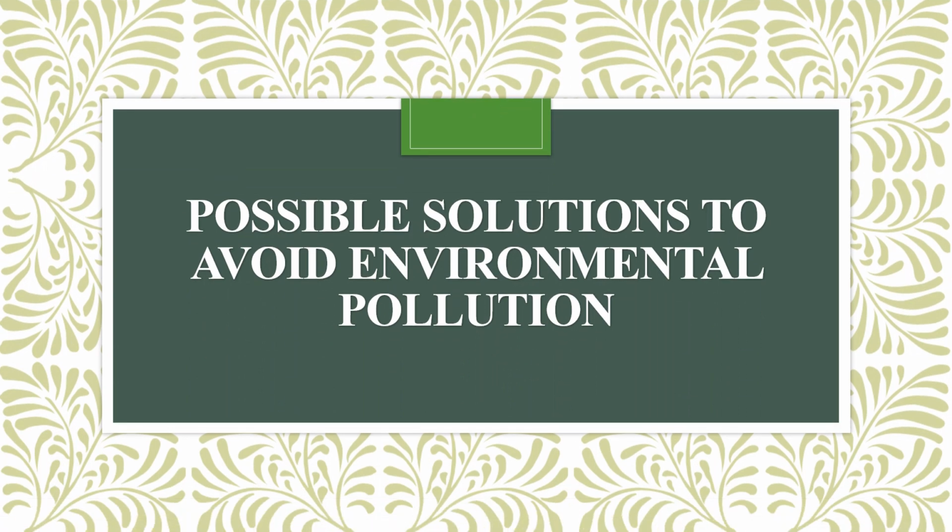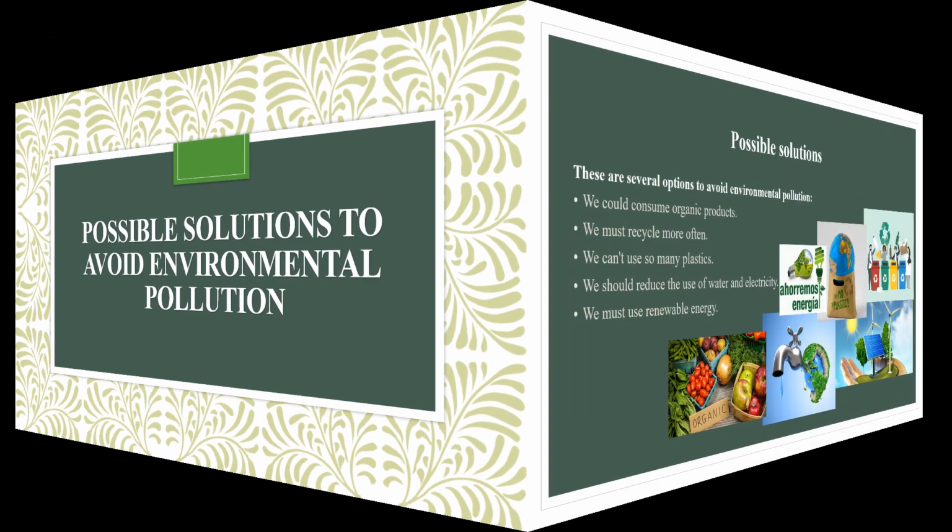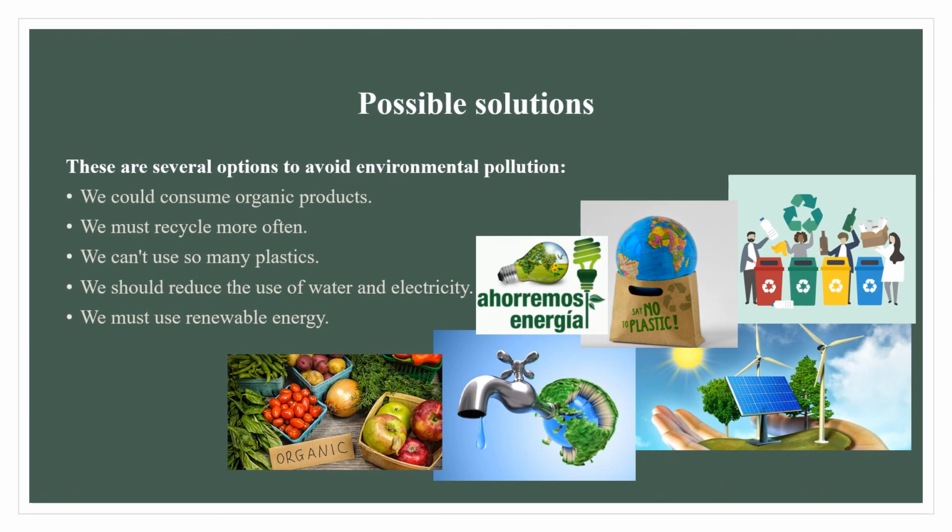Possible solutions to avoid environmental pollution. These are several options to avoid environmental pollution. We could consume organic products. We must recycle more often. We can't use so much plastic. We should reduce the use of water and electricity, and we must use renewable energy.